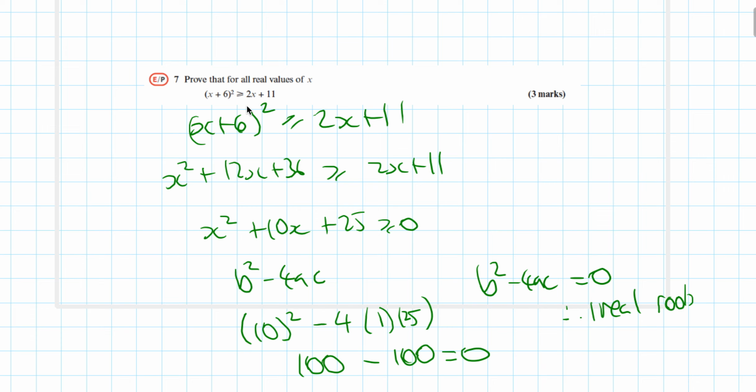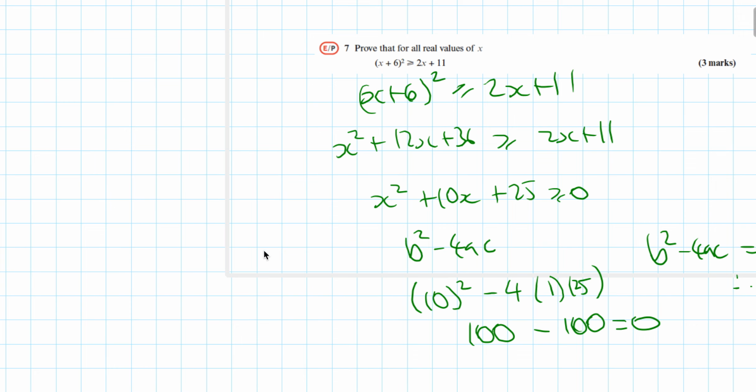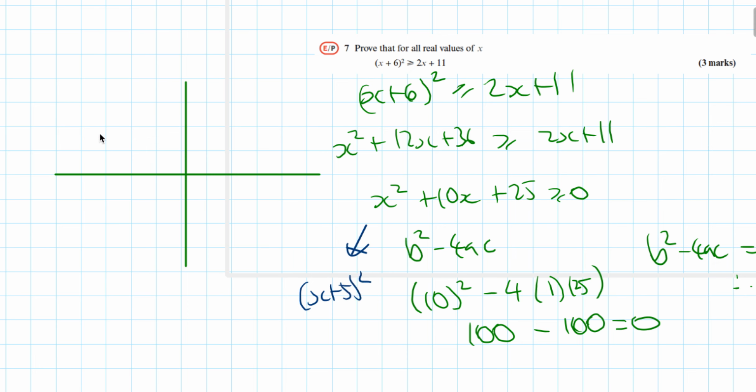And I also know that if I was to sketch this new function, when I've made them equal to each other, it's going to have a crossing point of (x plus 5) squared. So I know that the graph is going to look like this. So all values are positive, or zero.